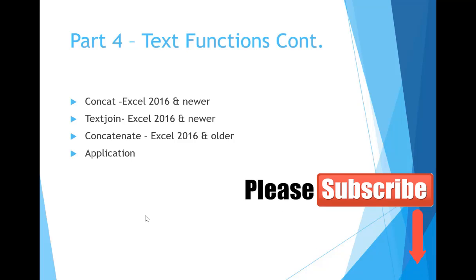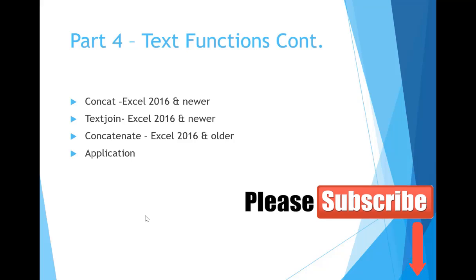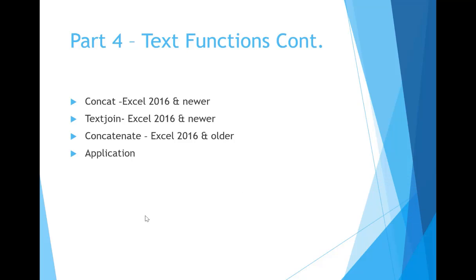That way, if you have the new version of Excel or the old version of Excel, you're able to work through it. The first two, concat and textjoin, are only available in Excel 2016 or newer. Maybe you have Office 365. The other, concatenate, works on all versions of Excel. In the future, they may phase it out.